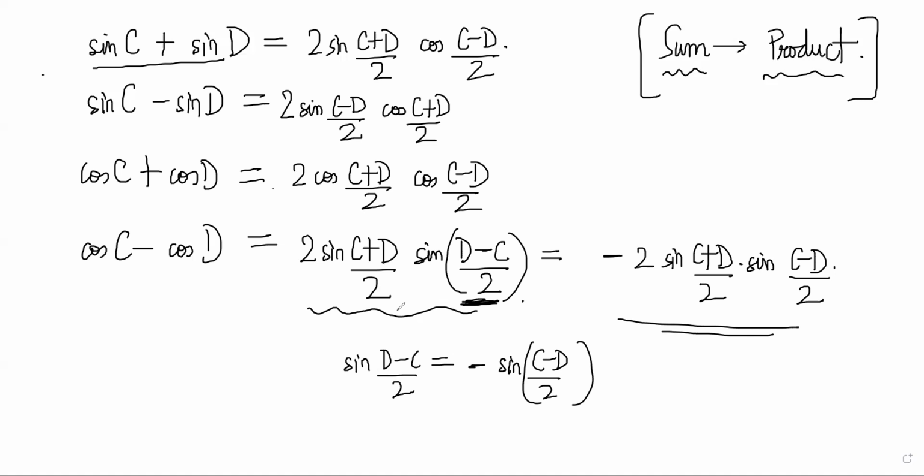This negative sine (C minus D) by 2 has been written as sine (D minus C) by 2.